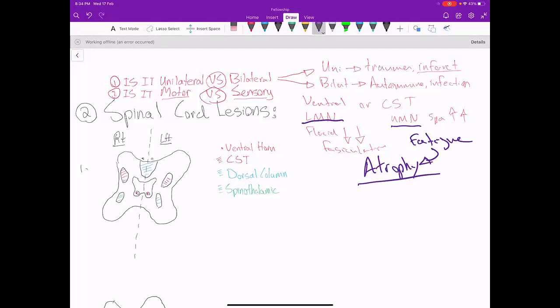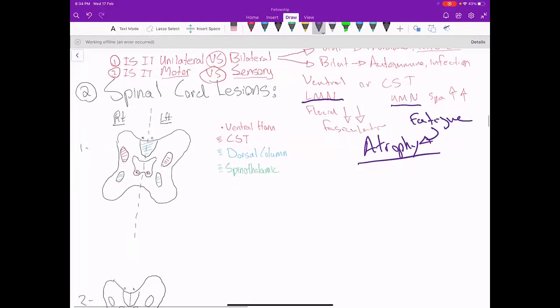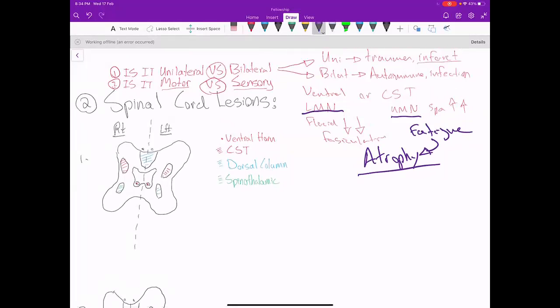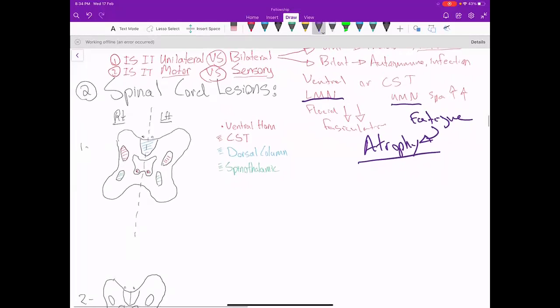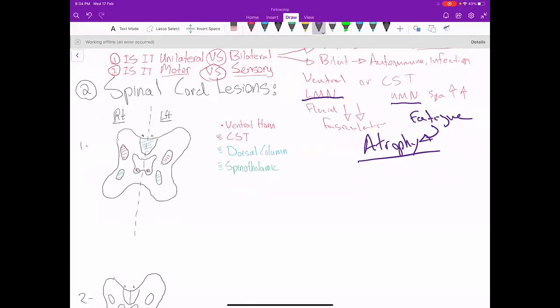Okay. So the first thing we're going to discuss is, you see this spinal segment over here. Let's take the left side. And let's say you got in a car accident and we knocked the entire thing out. So let's go one by one.